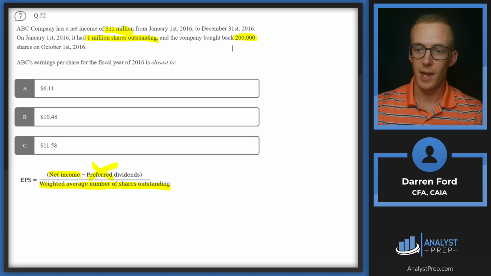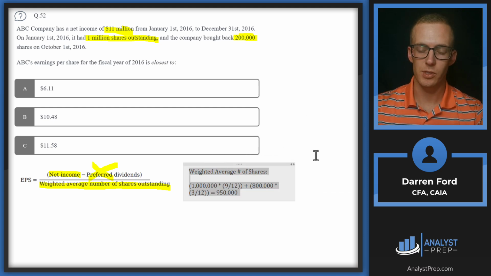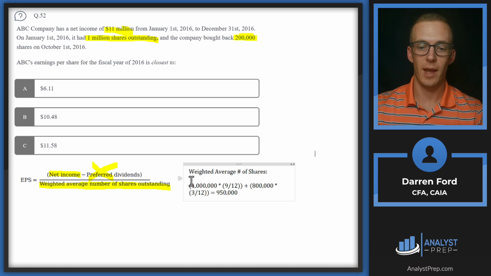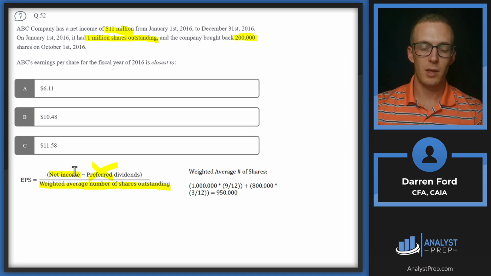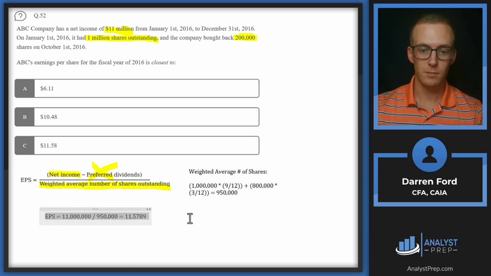And so to calculate that weighted average number of shares, we're just going to be taking the weighted average, as it says. So we had 1 million shares for 9 of the 12 months. And then we add that to 800,000 times 3 of the 12 months. Gives us a weighted average of 950,000. So we've got our net income of 11 million over 950,000, which is going to give us our basic EPS of 11.5789, and we can round that up and take answer C.